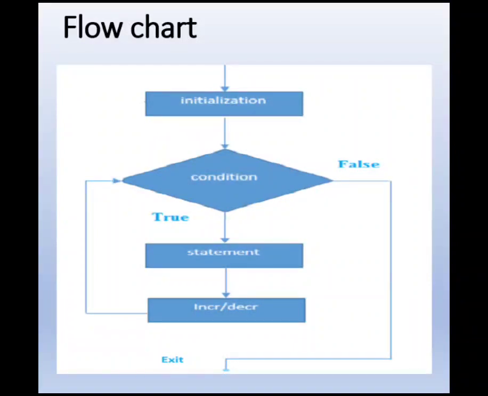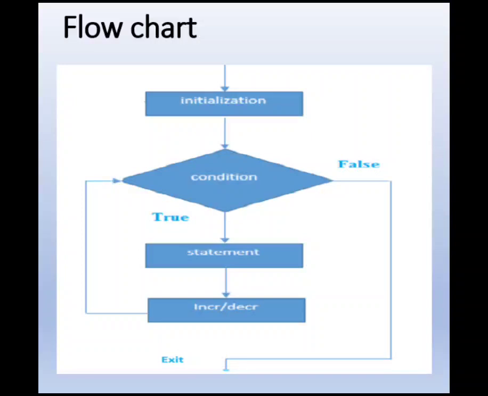When the condition is false, it comes out of the for loop. It will not execute the for loop after the condition is false, and if there are no statements after the for loop, then it will exit from the main program itself. So this is about the flowchart.